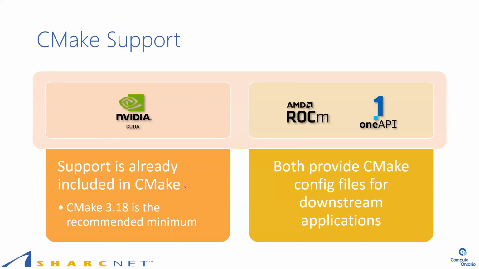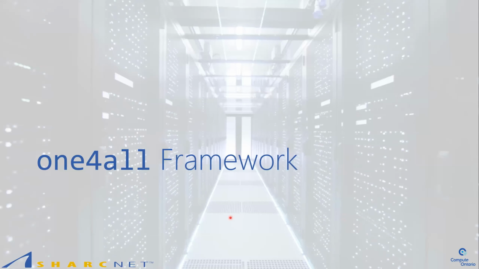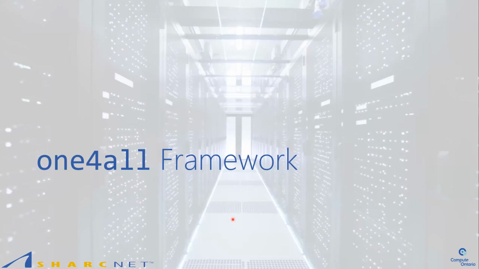And last but not least, the build process can be fully automatized by CMake. For CUDA, support is already included in CMake, but CMake 3.18 is the minimum recommended one. Both ROCm and oneAPI, on the other hand, provide CMake config files for downstream applications. The good thing about this approach is you always get the latest CMake configs included with each new release of the toolkit. So the only missing ingredient turns out to be elbow grease.